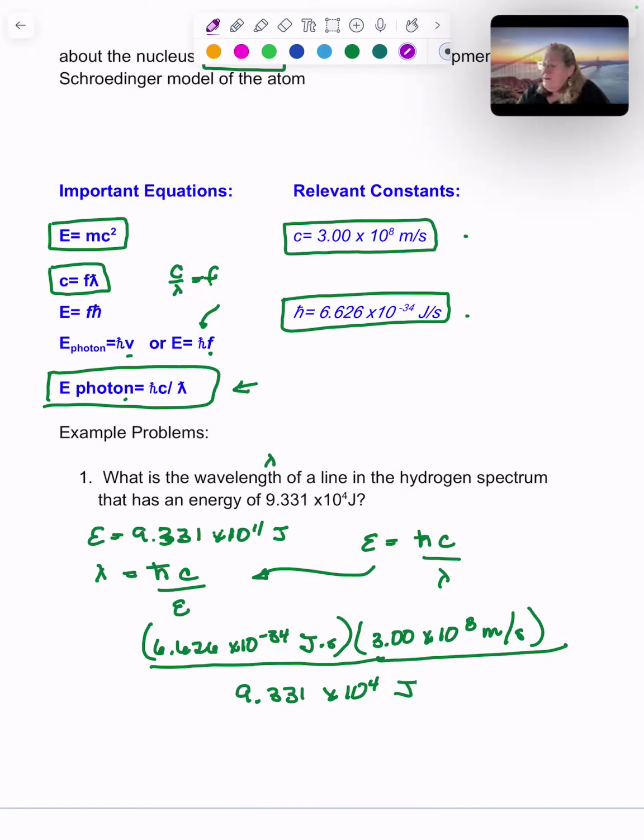Well, let's look at our math here. This joule is going to cancel that joule. This per second cancels out that second. We're left with units of meters, so that tells me we probably set this problem up right.